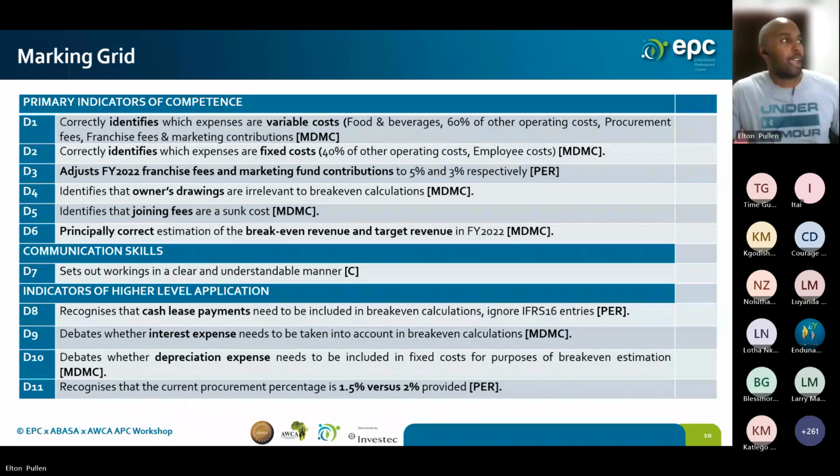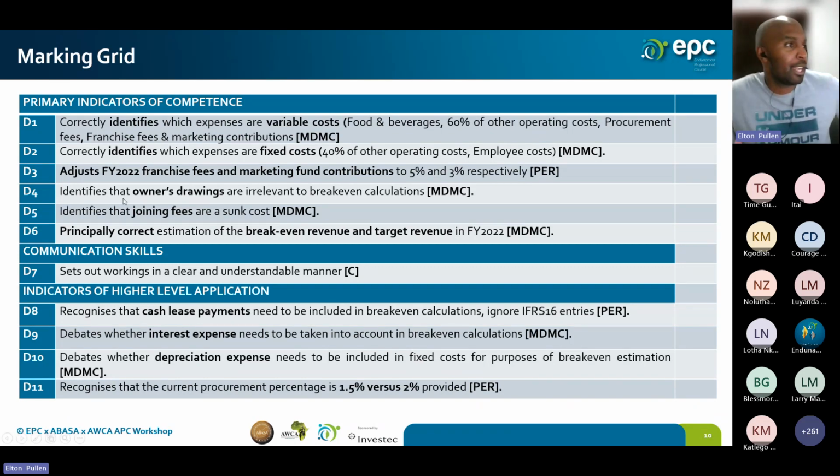Okay, so if we run through the grid, the first indicator was correctly identifying which expenses were variable, and you didn't need to get all of it 100% correct, but definitely sufficient coverage of variable costs was important. Then identifying which were fixed, then adjusting the franchise fees and marketing fees, because that's about recognizing that going forward those were going to change.